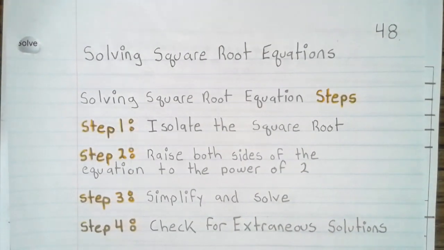Solving square root equation steps. Step 1, isolate the square root. Step 2, raise both sides of the equation to the power of 2. Step 3, simplify and solve. Step 4, check for extraneous solutions. All right, if you would, update your notes. Now your notes are updated.